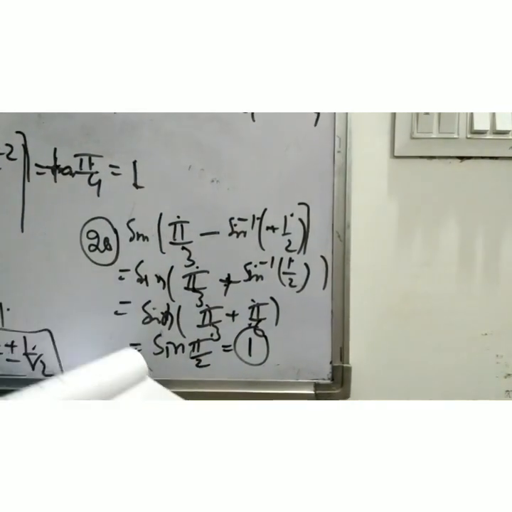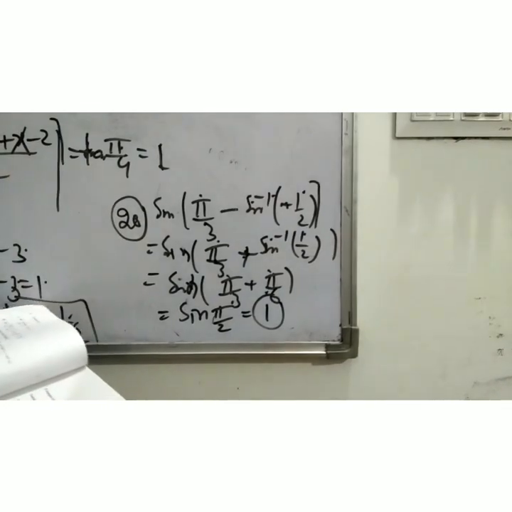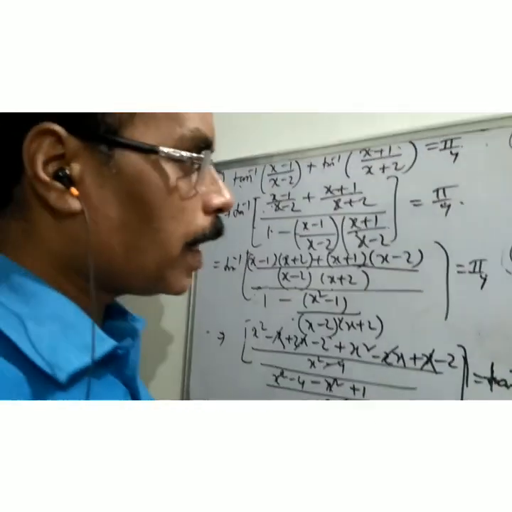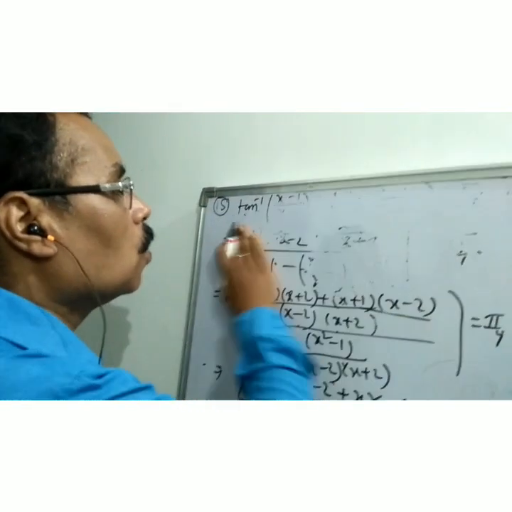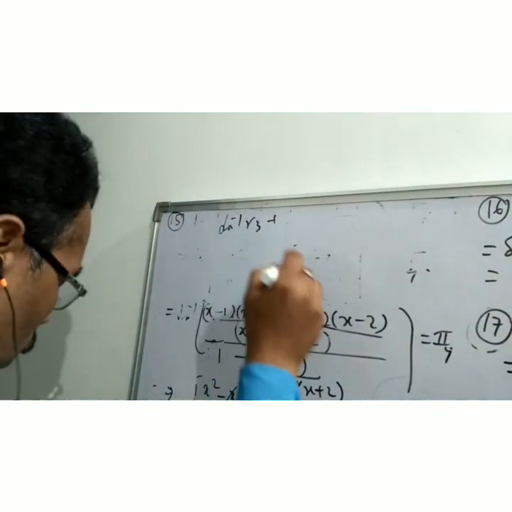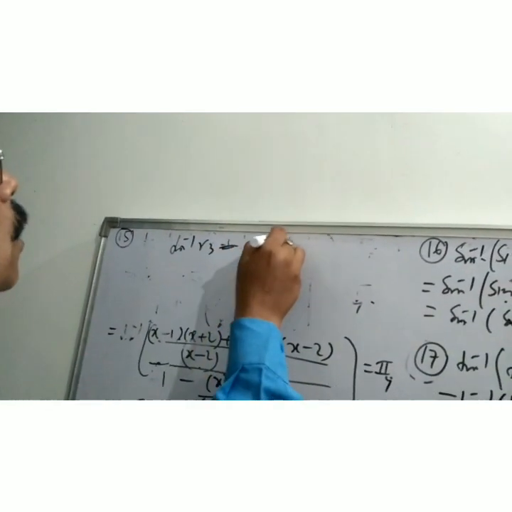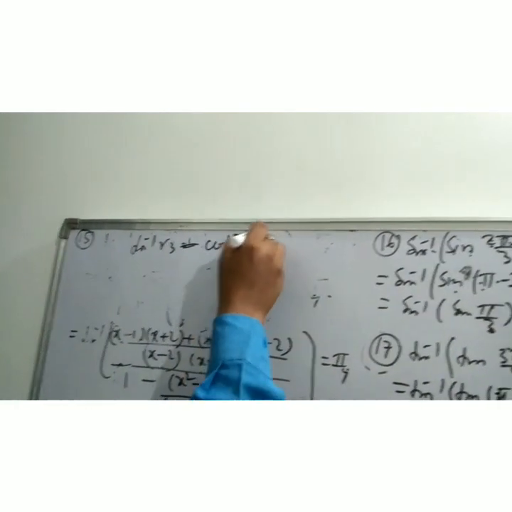Similarly, you can find the value of this last one, question 21. It is also a very important question: tan inverse root 3 minus cot inverse minus root 3. What is tan inverse root 3? It is an MCQ question. What value?